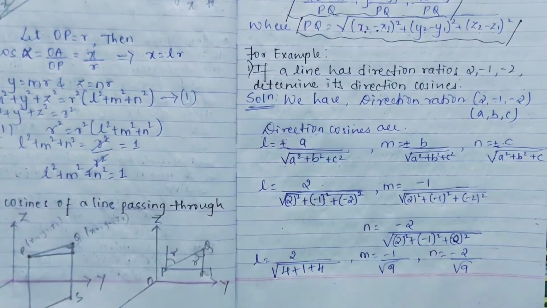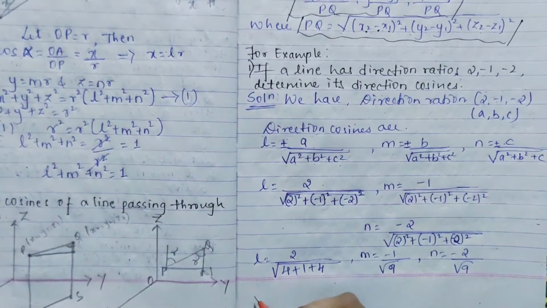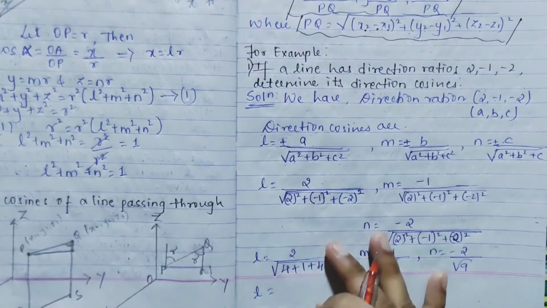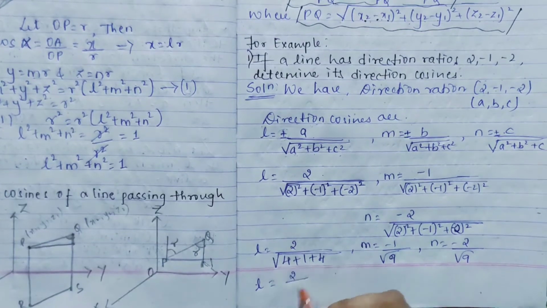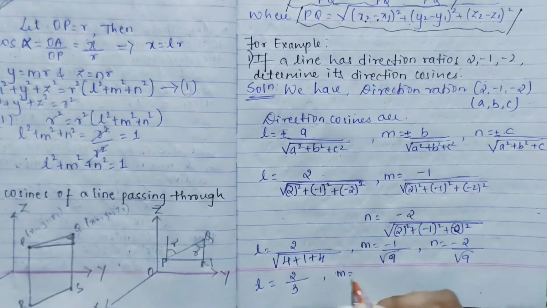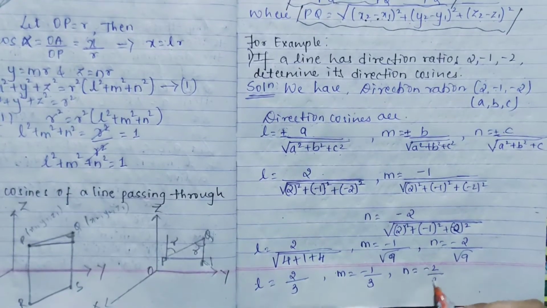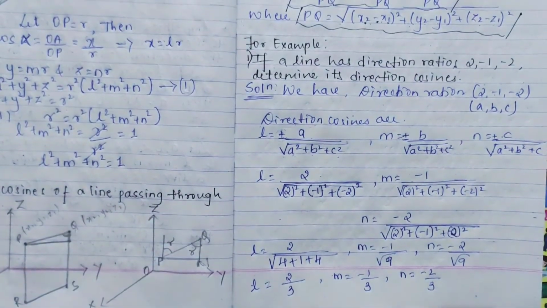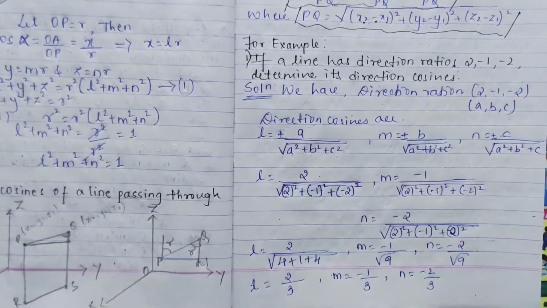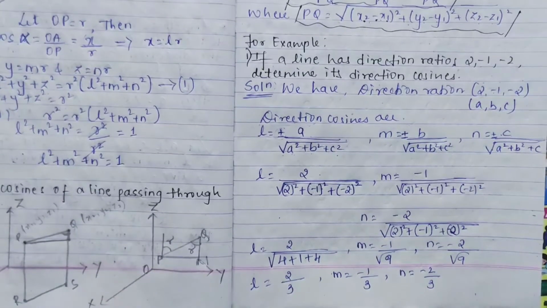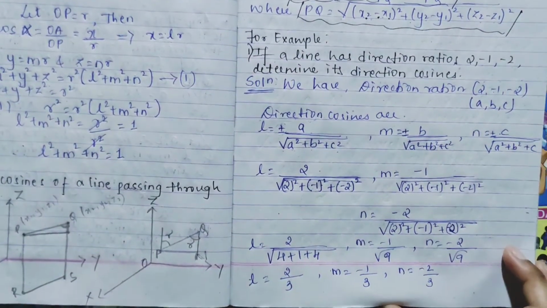You'll get this only, right? So shall I write here down? So L, what you'll get? 2 by 3. M will be minus 1 by 3. N will be minus 2 by 3. So these are the direction cosines. Yes, these are your direction cosines. It's very easy, 2 marks questions.